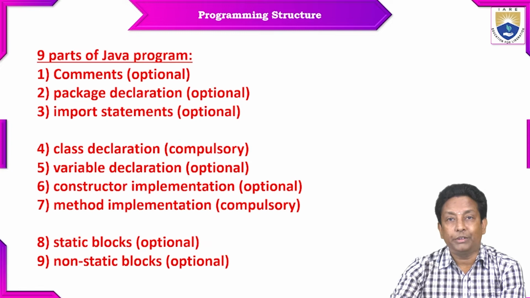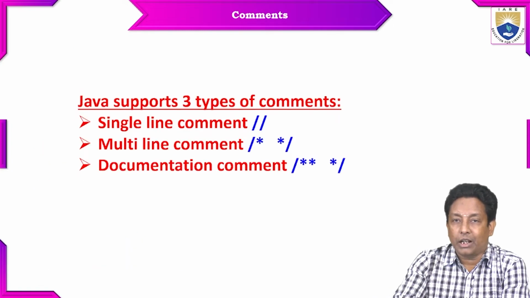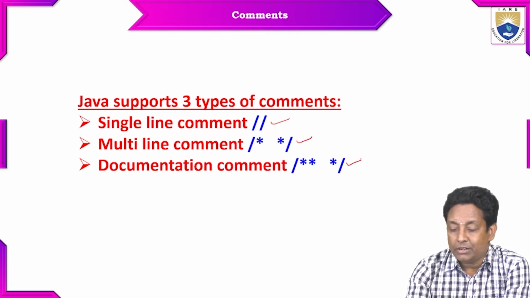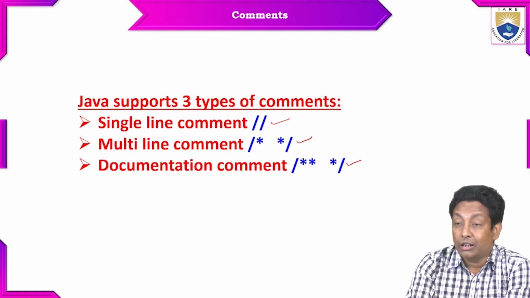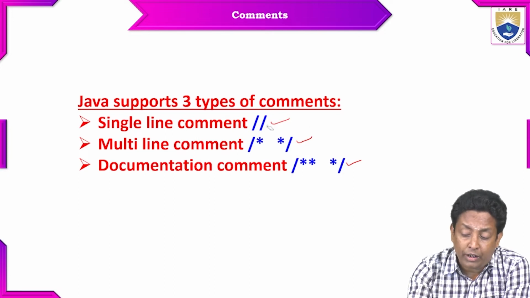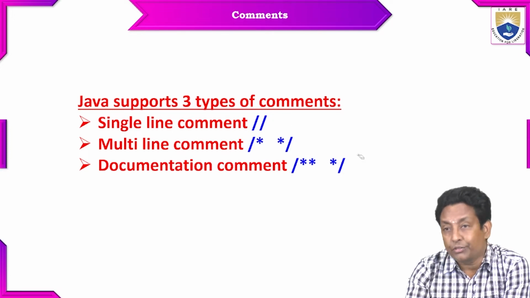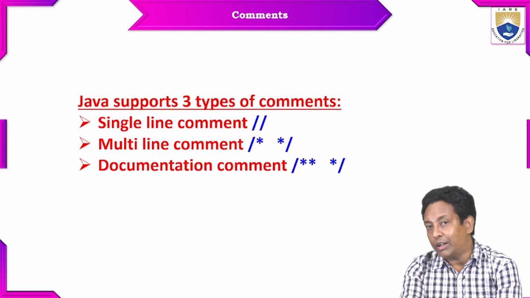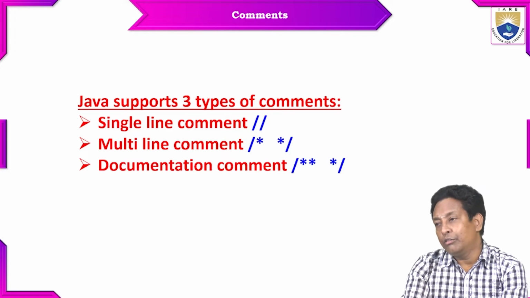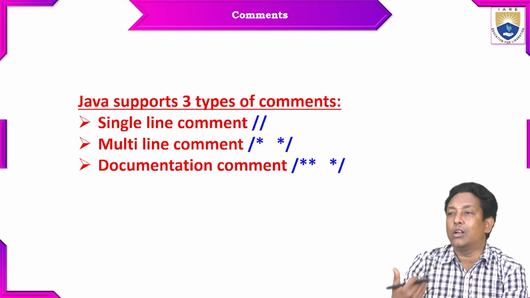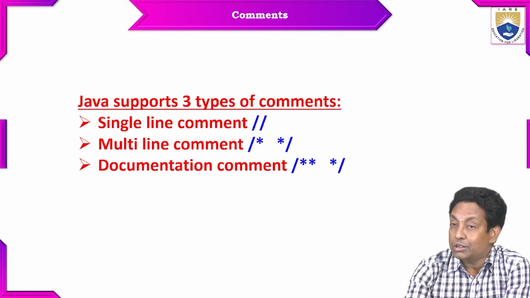Coming to the comments first. In Java, comments are of 3 types: single line comment, multi-line comment, and documentation comment. These 3 comments are very simple, and comments are very important in programming because whenever we develop an application, we'll implement so much logic. If you plan on implementing 2 to 3 different types of logic, how do you make the previously written logic unused and the recently written logic usable in the program? By using these comments only.